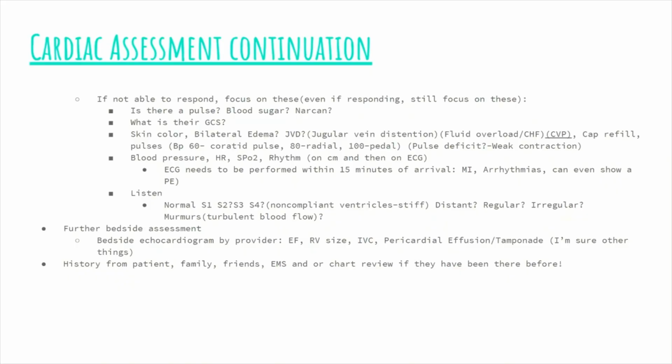So if you can feel it when you're palpating it, then you know the patient's blood pressure is at least 70 or more. The radial pulse needs approximately an SBP of 80, and then the pedal pulses need an SBP of 100. So if you can feel a radial pulse, you know that the patient's blood pressure is at least 80 or above.